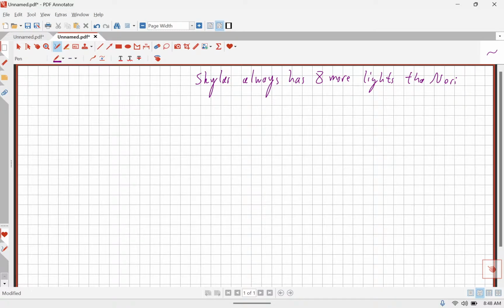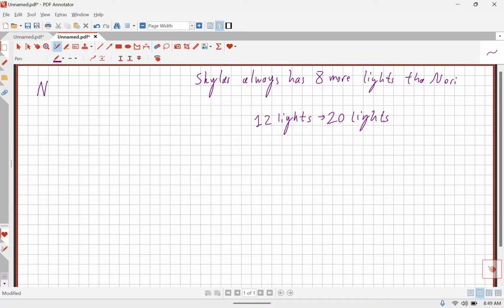How about I get one from Nathan? Give me a random number. 12. So if Nori has 12 lights, how many does Skylar have? Everybody, if Nori has 12 lights, Skylar has 20. 20 lights. Exactly. Now, how did we get that? Nathan, how did we go from 12 lights to 20 lights? That's right. And that helps me write my equation.